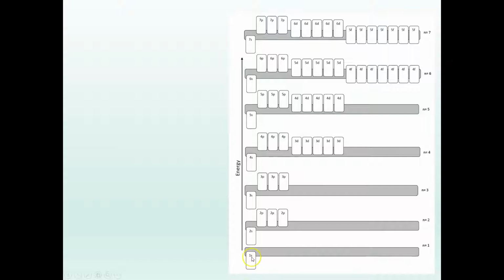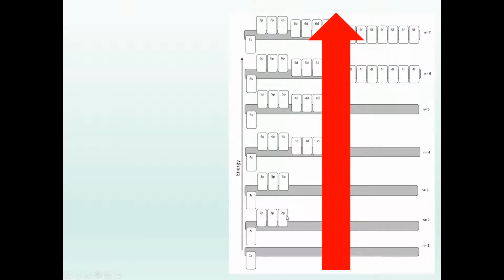When it's full, the next highest is 2s. When that's full, 2p. When that's full, 3s. When that's full, 3p, and so on. So we will be going from the bottom to the top.